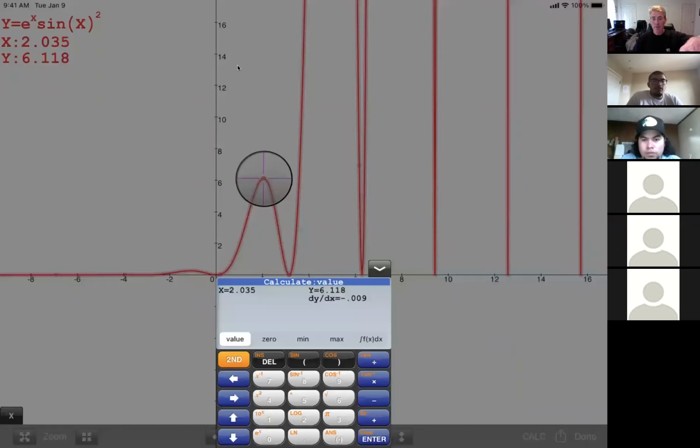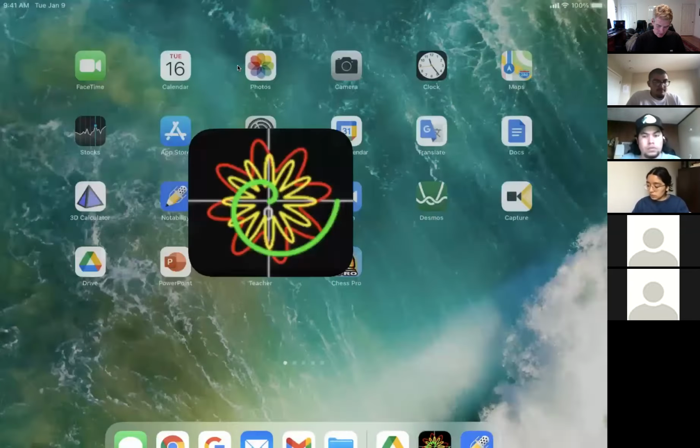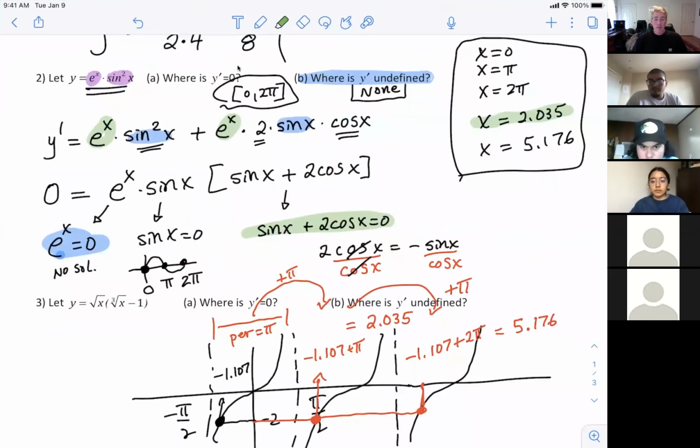By looking at the graph, that's a maximum point. So that definitely is where the derivative equals 0. But if you notice, my calculator says dy dx equals negative 0.009. Well, that's because the 2.035 is just an estimate because I didn't write down all the decimals. If I would have written down all the decimals, then it would have been more precise. But by looking at it, that's the maximum point. So that's where the derivative equals 0.